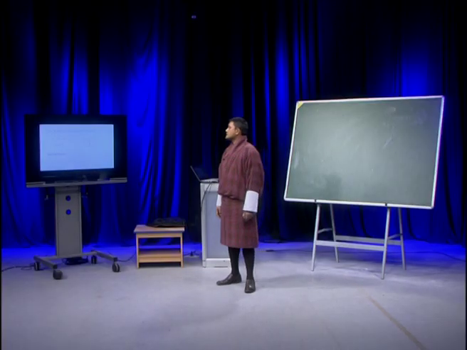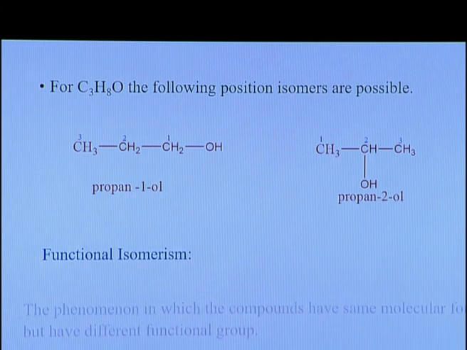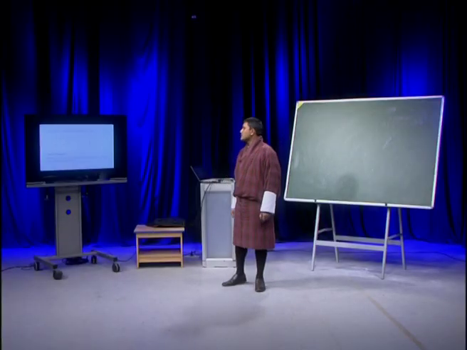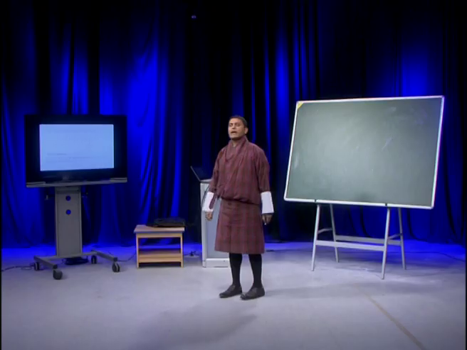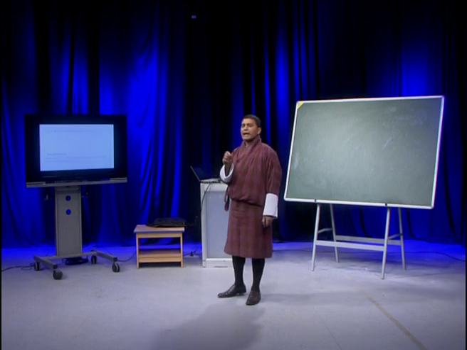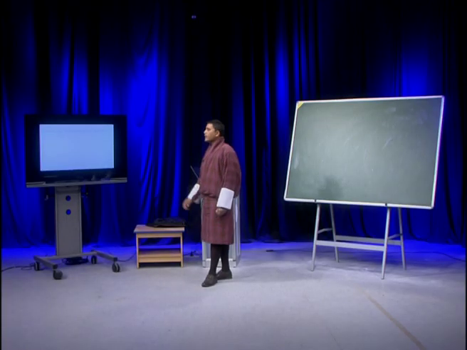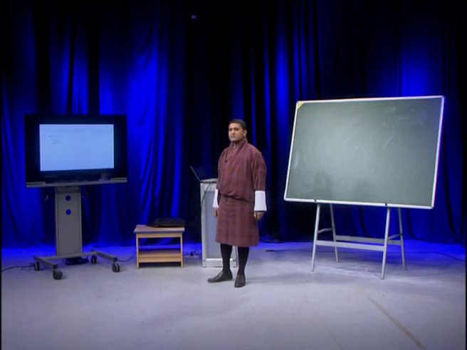Now, let us look at what is functional isomerism. Functional isomerism is the phenomenon in which compounds have the same molecular formula, but differ in terms of functional group. The compounds have the same molecular formula, but a different functional group in them. For example, consider the compounds with molecular formula C2H6O, having 2 carbon atoms, 6 hydrogen atoms and 1 oxygen atom. We can have the following functional isomers.